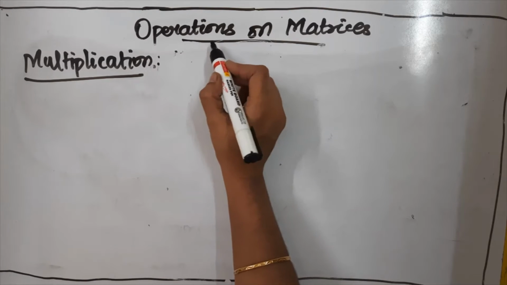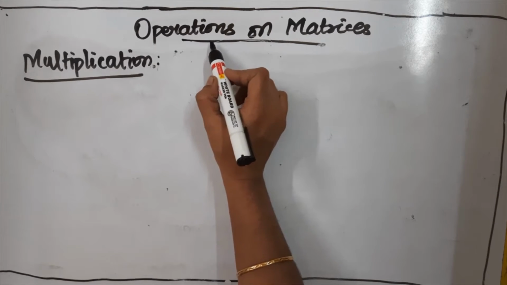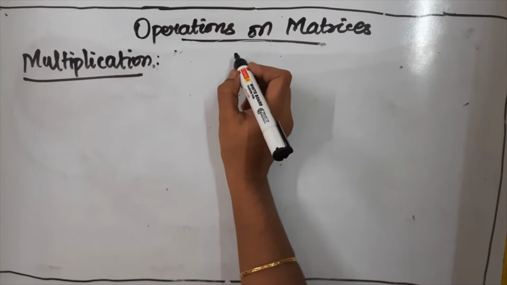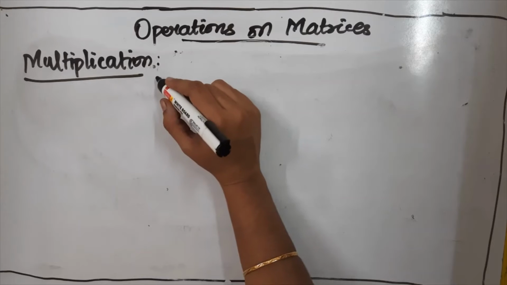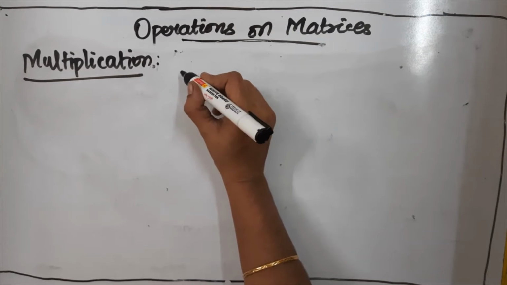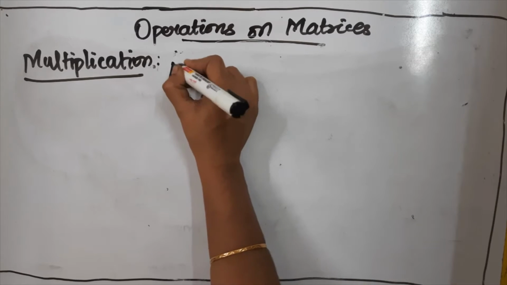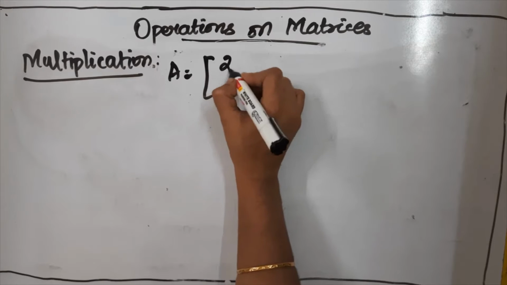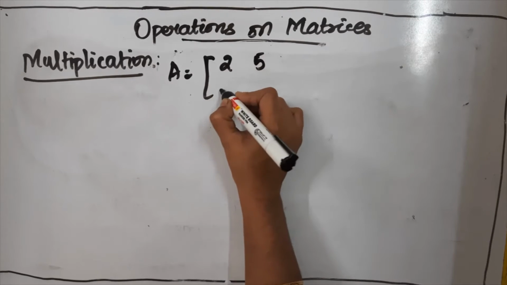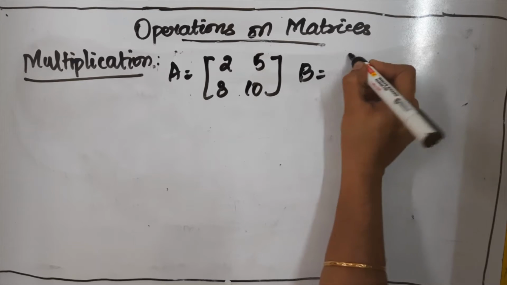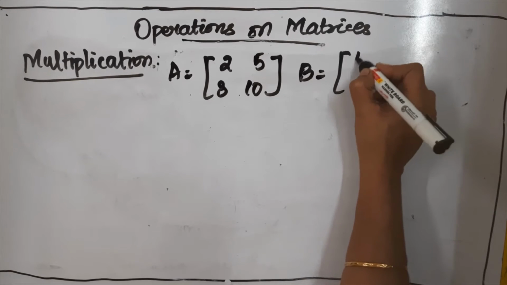We saw in the previous videos that operations on matrices, addition and subtraction, need to have the same number of rows and columns, while the multiplication of two matrices need not have the same number of rows and columns. So today we are going to take two matrices which don't have an equal number of rows and columns, and we are going to do the multiplication of these matrices.